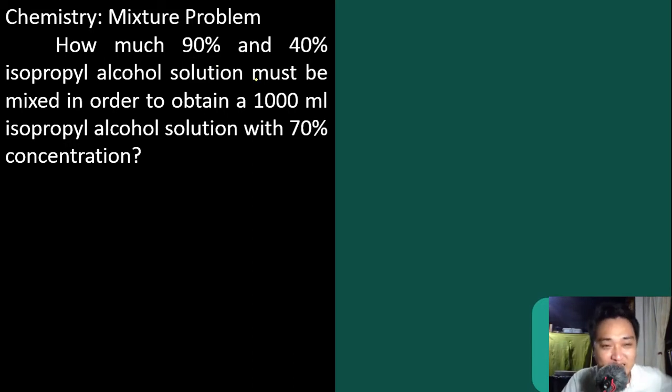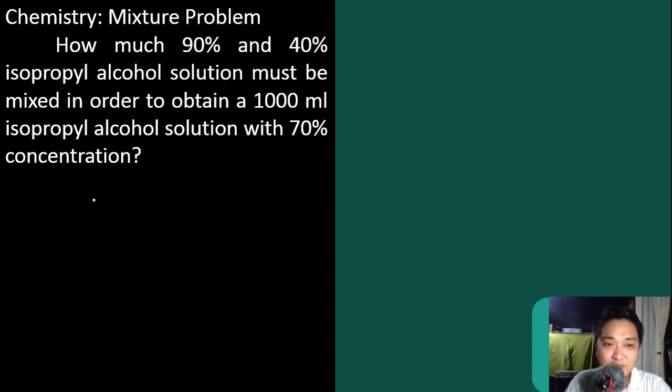Ayan. Para din dun sa mga nagtitipid, bibili ng 90% or meron pa silang natitirang 90% bago maubos, bibili sila ng 40% tapos they are going to mix it para maging 70% uli siya. Ayan. So, kung gusto nating malaman kung ilang ml yung ihahalo natin para ma-achieve natin yung 1,000 ml, let us solve this problem using concept in systems of linear equation.